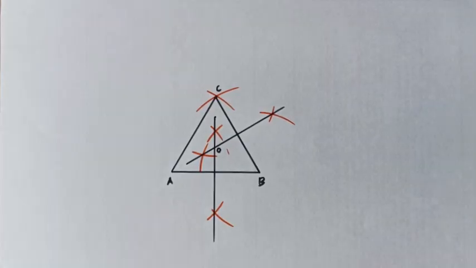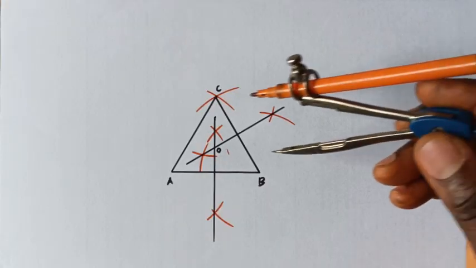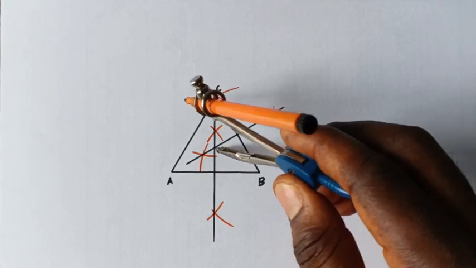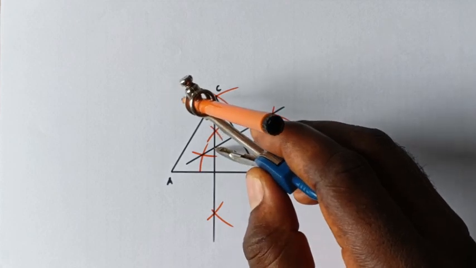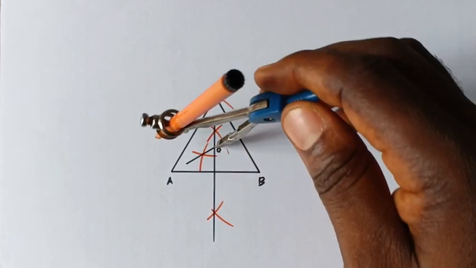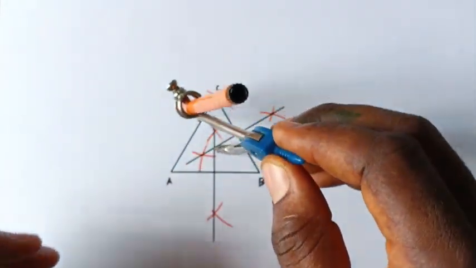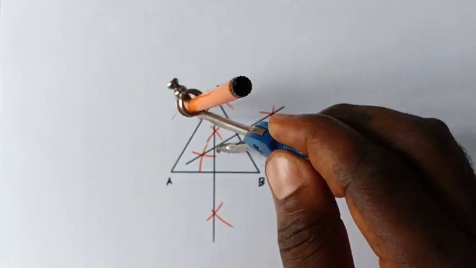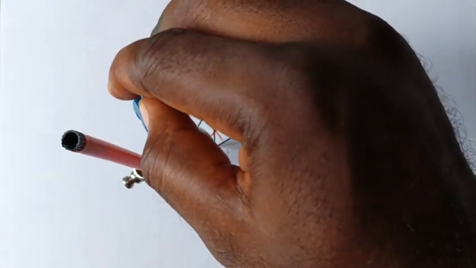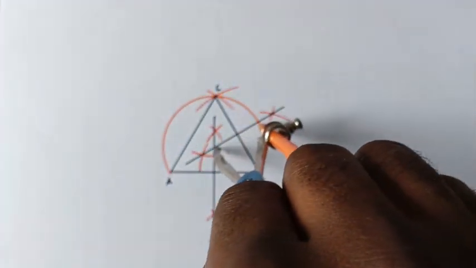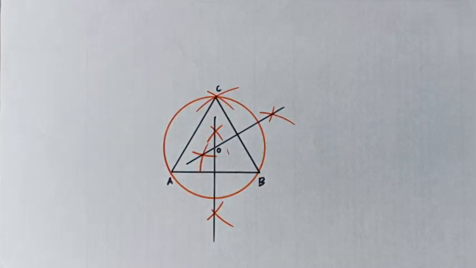So in order to circumscribe a circle to this triangle, you now stand at this point. We start at this point using the radius from O to A, which is the center, and then you draw a circle. So this is how to circumscribe a circle to an equilateral triangle.